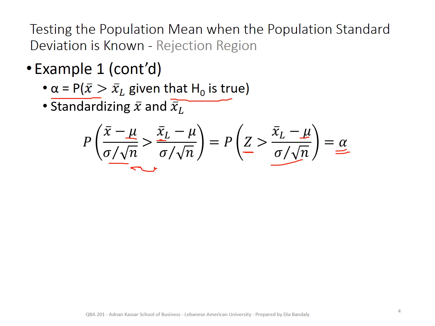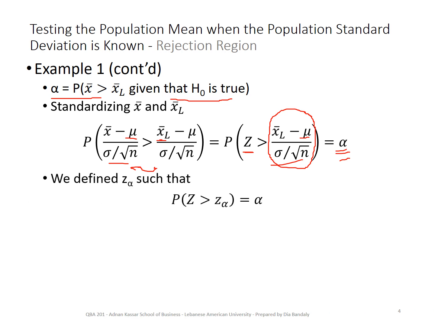Look at this. I'm saying that P of Z is greater than a certain value. Remember, when I find x bar L, it will be a value equal to alpha. But I know from the Z table that if I know alpha, I can tell what value of Z is such that P of Z greater than that Z is alpha. And remember, we denoted that by Z alpha. What's Z alpha?